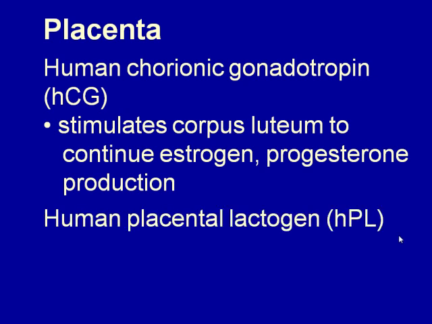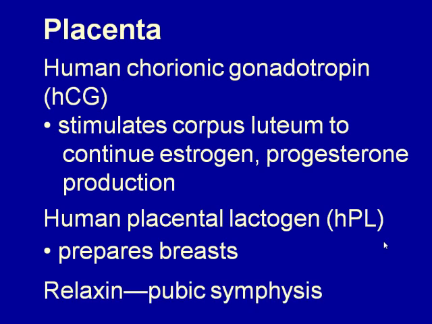The placenta also produces a hormone called human placental lactogen, which prepares the breasts. It stimulates breast growth, which is why pregnant women tend to get rather large breasts, some of which stays with them after the pregnancy goes away. And it also produces relaxin toward the end of the pregnancy. Relaxin actually relaxes the pubic symphysis and some of the ligaments and tendons of the hip joints, so that during birth you can have a little more flex to allow the baby through the birth canal.